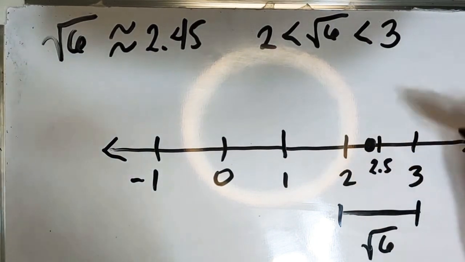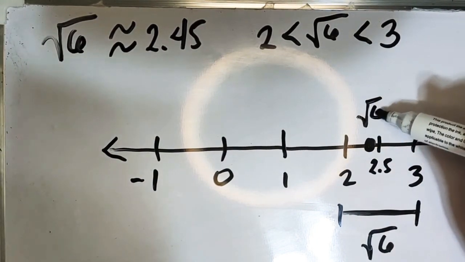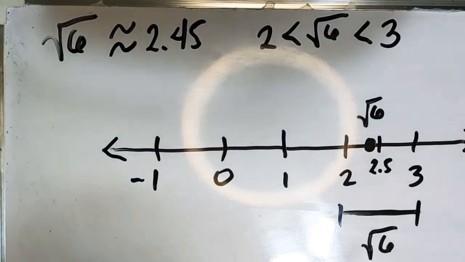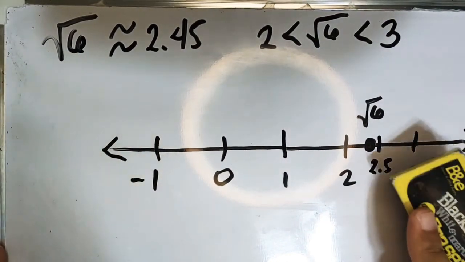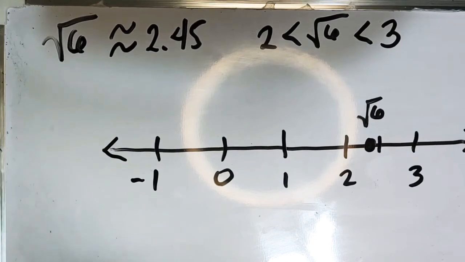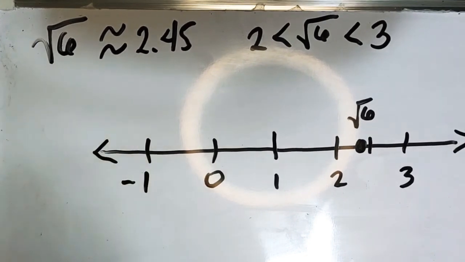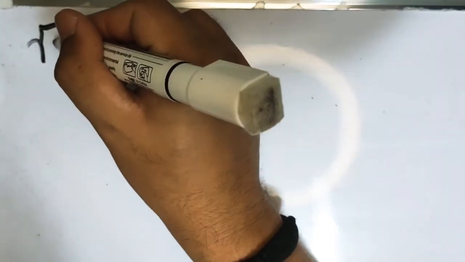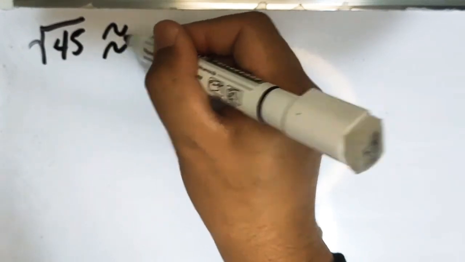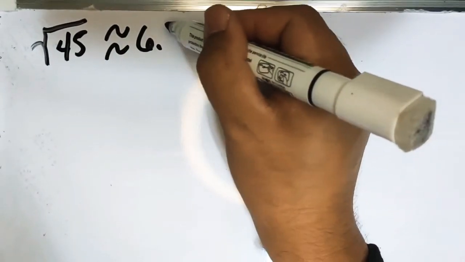Okay, i-move lang natin ng konti. So, this is now square root of 6. That is the location. Okay? So, ganun lang ang pag-approximate ng location ng mga irrational numbers. Okay? So, let's have the second one. Yung square root ng 45. At yan ay approximately 6.71.